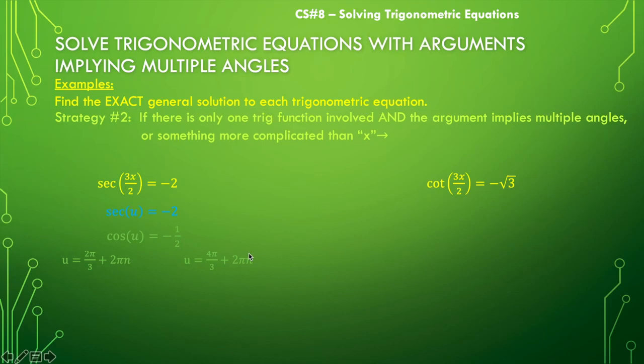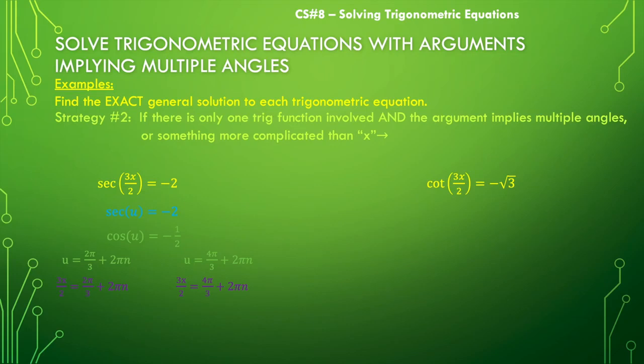Now let's go back and back substitute our original argument. We substituted out 3x over 2 for u, so now we need to substitute it back in. So 3x over 2 is equal to 2 pi over 3 plus 2 pi n, and 3x over 2 is equal to 4 pi over 3 plus 2 pi n.